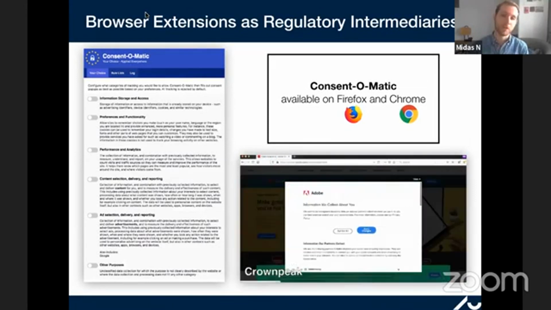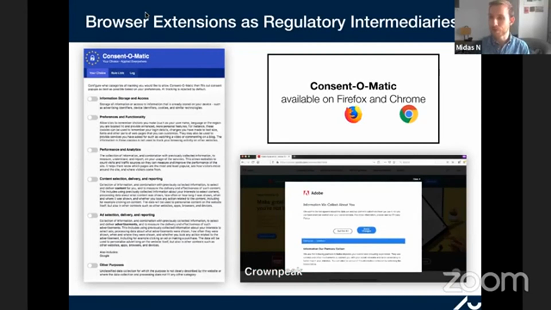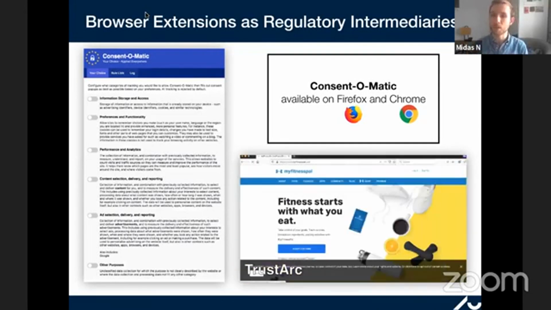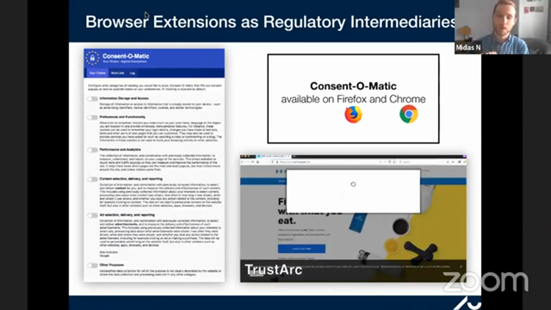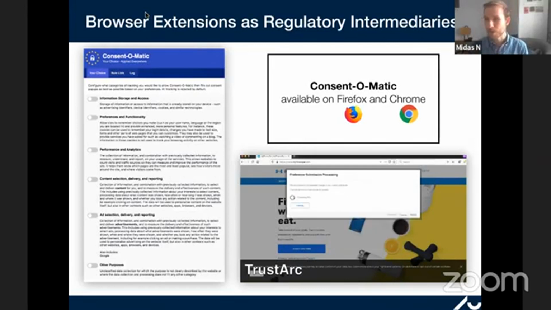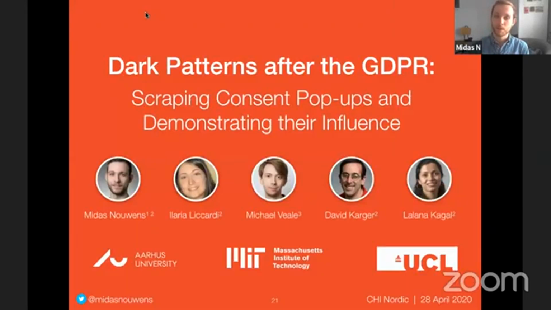We also built a browser extension that automatically answers these pop-ups for you. So you can install it, you can set your preferences, and rather than having to do it on every single website, it interacts with those pop-ups for you and then tries to prevent you from being misled. This is called Consent-O-Matic, and it's freely available on Firefox and Chrome and is also open source. And that was it. Thank you very much.